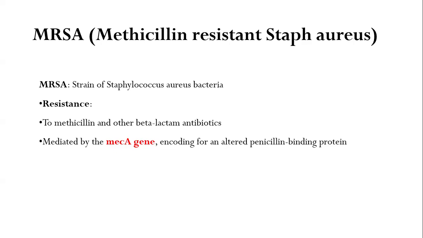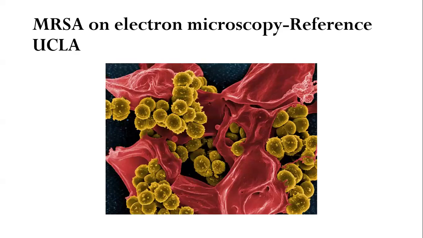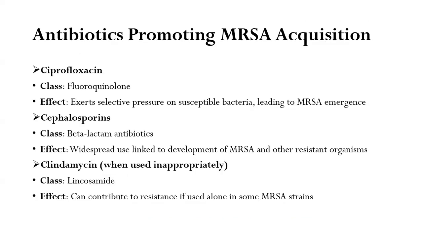So MRSA is a strain of staph aureus. It is resistant to methicillin and other beta-lactam antibiotics. This resistance is mediated by the mecA gene, which encodes for an altered penicillin binding protein. This is how MRSA looks like on electron microscopy. So there are clusters of gram-positive cocci, and they are resistant to all antibiotics, including beta-lactams. They appear somewhat greenish in color on electron microscopy. You may get this picture, particularly in MRCP Part 2 exams, where images are displayed on the examination paper.